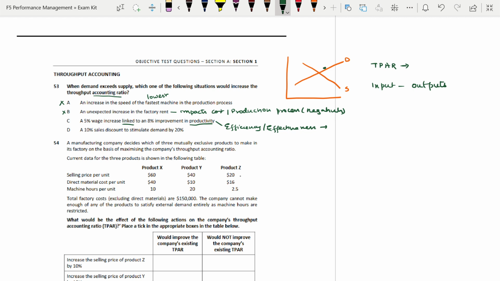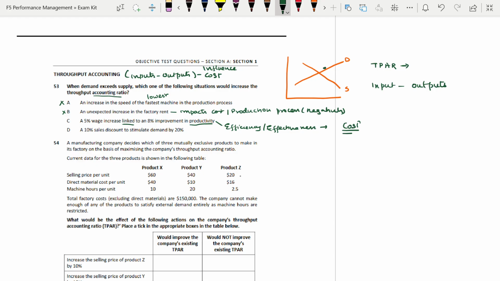Always keep it in mind: what will happen to the cost? That's very important. Throughput accounting is about what the inputs are and what the outputs are, and how it is going to influence the cost as such.